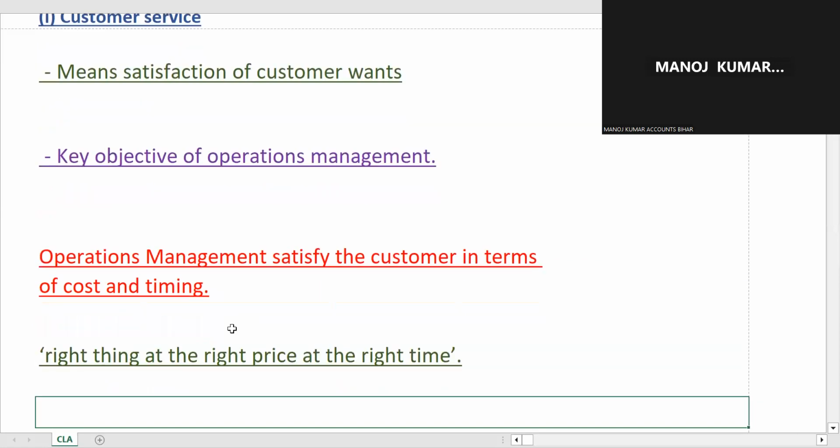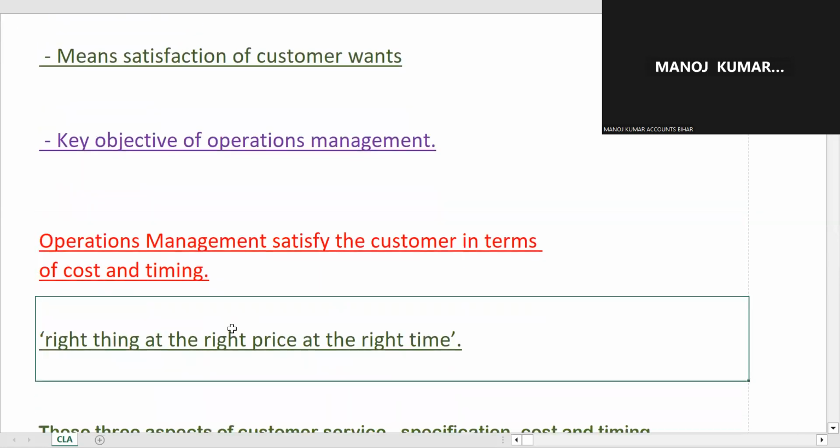Okay, so here they've summarized this. Cost and timing is, what do you want? Right thing at the right price at the right time. So when you are going to a barber shop or to buy any product, what do you see? You decide what you want, correct? So right thing, this is the product. Right price, you see the price also. Okay, sometimes the product is good, but the price is too high, so we don't go for it. Right thing, right price, and right time, which we just discussed, timing.